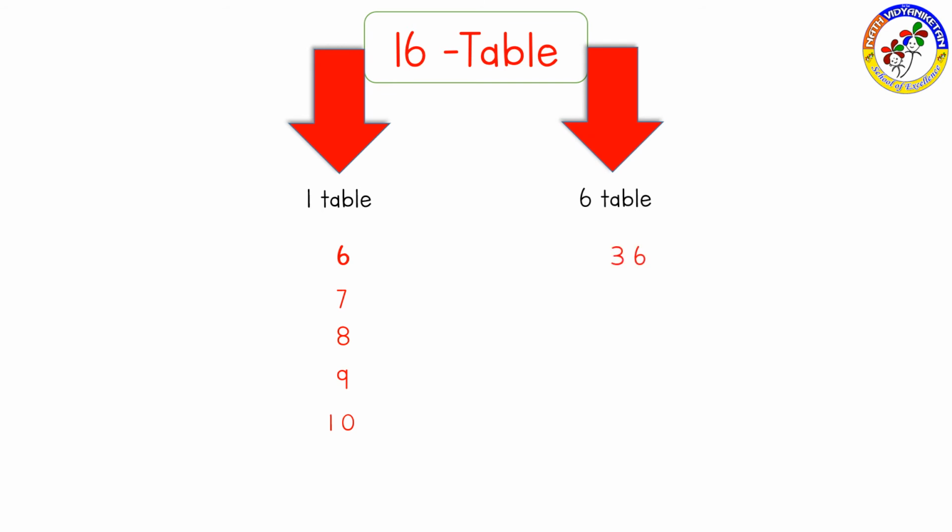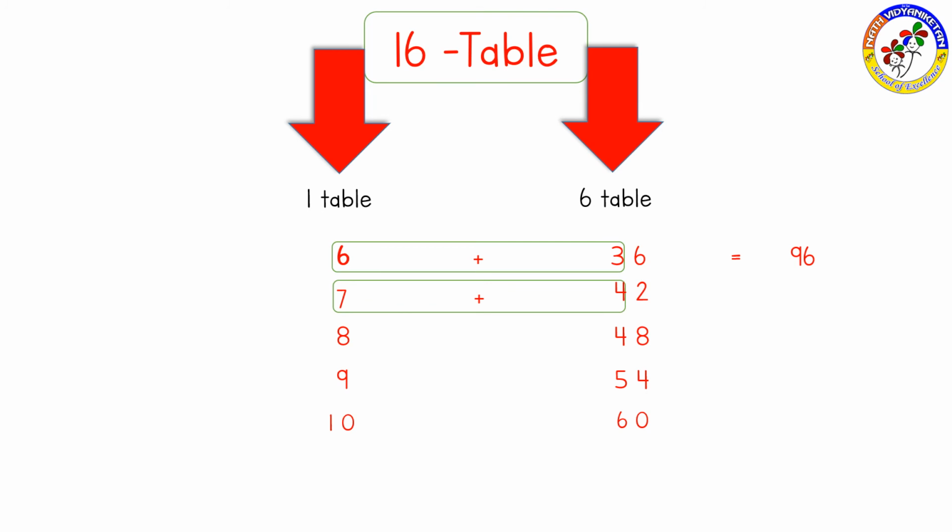Now on the right side, the 6 table from the 6th step. 6 6 are 36. 6 7 are 42. 6 8 are 48. 6 9 are 54. 6 10 are 60. Now let us use the trick. So in the box 6 plus 3 is there. 6 plus 3 how much? 9. And write 6 as it is. That is 96.